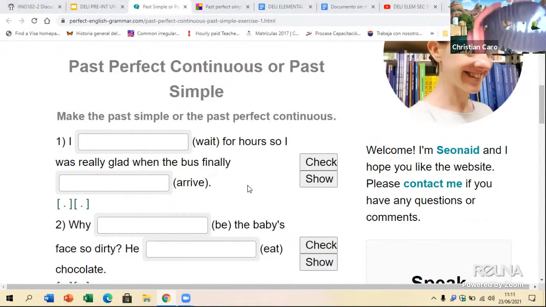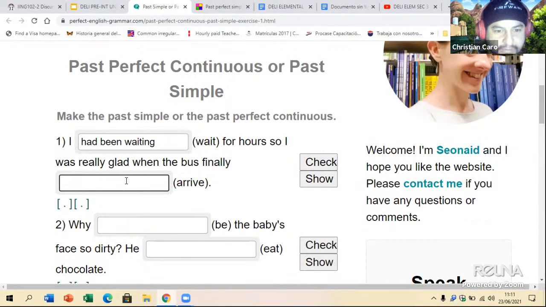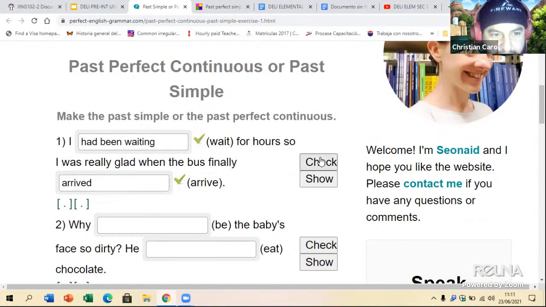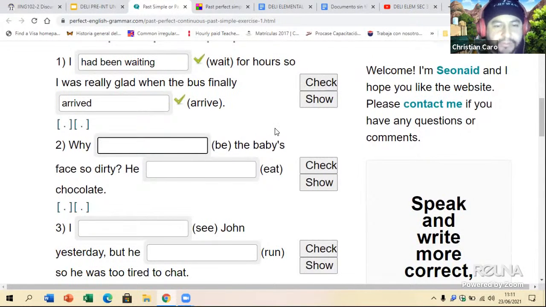Okay. So, I'm all ears in this case. La opción primero sería I had been waiting or I waited. Esa sería una. Ya, el Samuel dice had been waiting arrived. La Tamara dice had been waiting arrived. Y el Tomás dice had been waiting arrived. Okay, so it's pretty good to me. I'd been waiting for hours, so I was really glad when the bus finally arrived. Okay, let's check. Absolutely right. Good job. So far, so good. Good job, guys. Number 2.